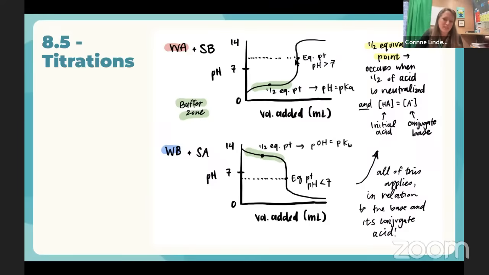Your equivalence point is still going to be at the midpoint of the vertical portion of the curve. With a strong base, weak acid curve, it's going to be slightly basic. With a weak base, strong acid, it's going to be slightly acidic. So it all relates back to what you're working with here.